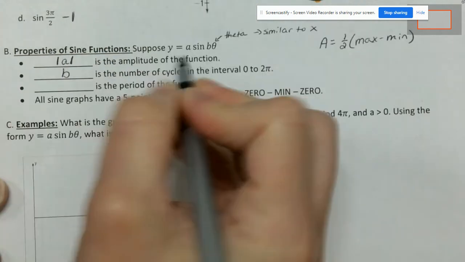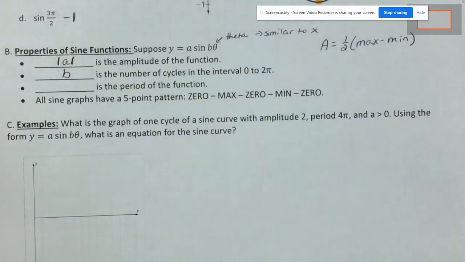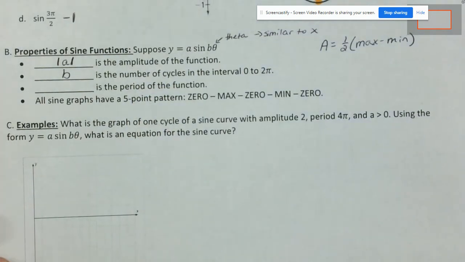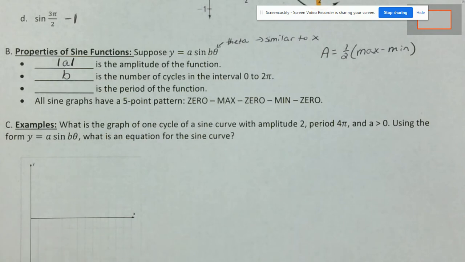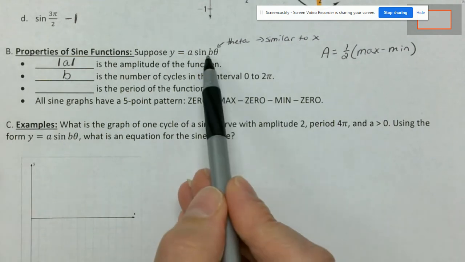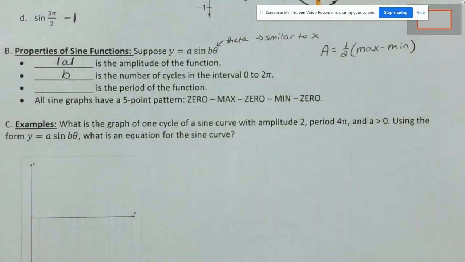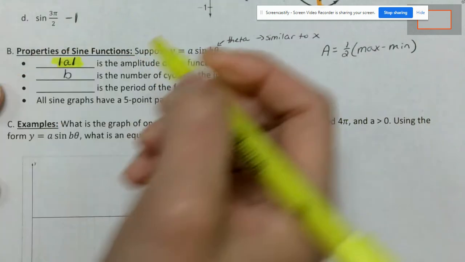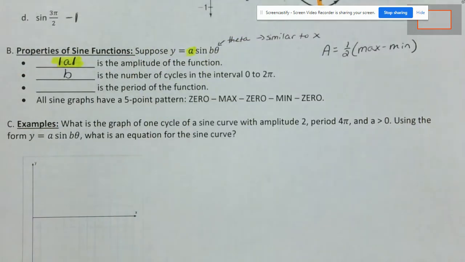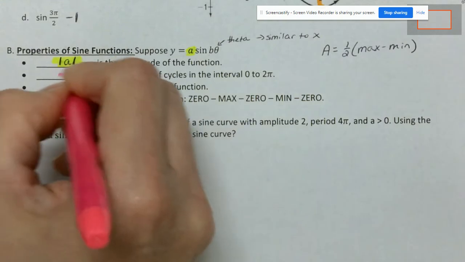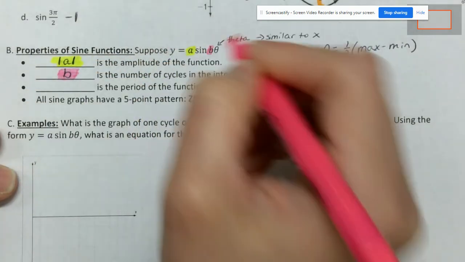Also, b, this b right here, is the number of cycles in the interval 0 to 2 pi. So remember yesterday we talked about the cycle of a sine graph. However many cycles are in that interval 0 to 2 pi is going to be represented by this b. So let's do some colors here just to help you. The amplitude a, that's that one. And then this b comes from right here, that b, okay?